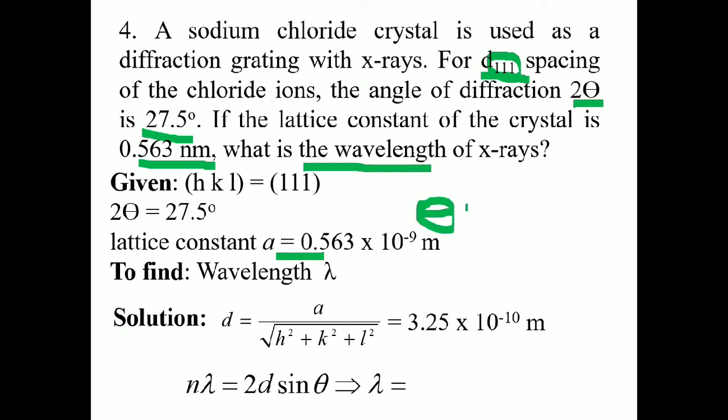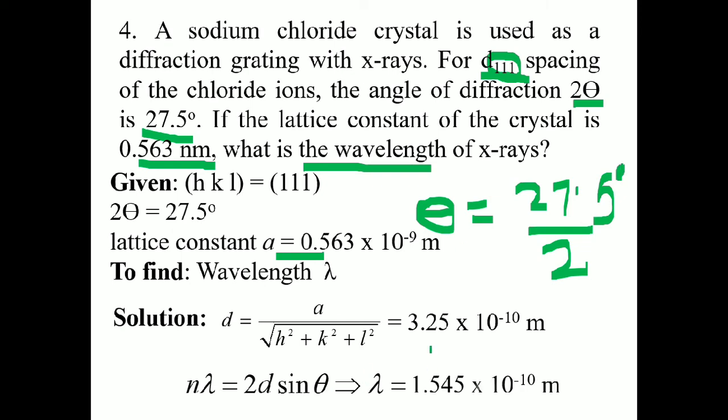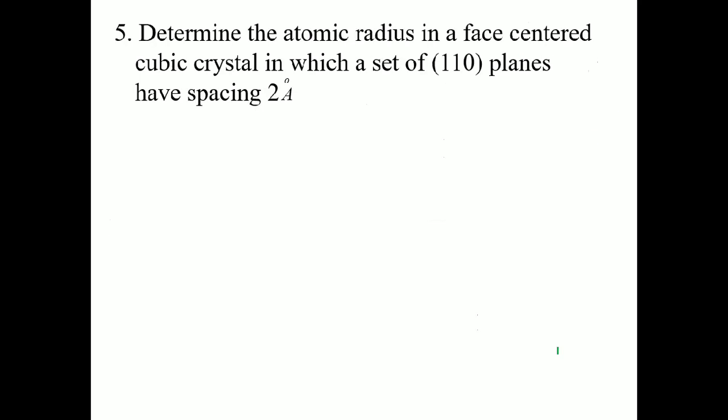Theta is equal to 27.5 degrees divided by 2. That gives you the theta value. And that theta value should be substituted here so that you will get this answer, 1.545 angstrom.